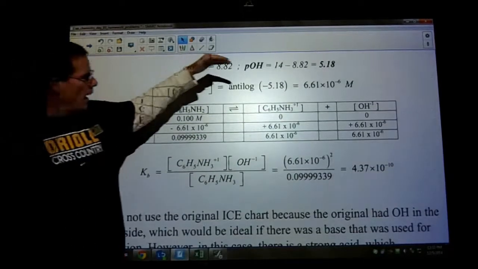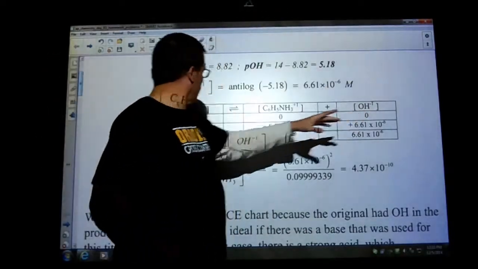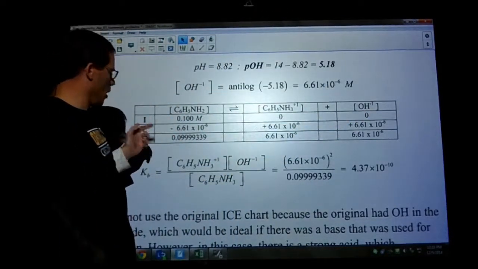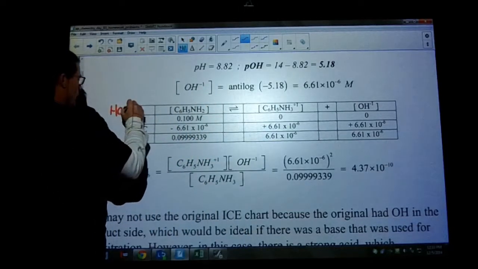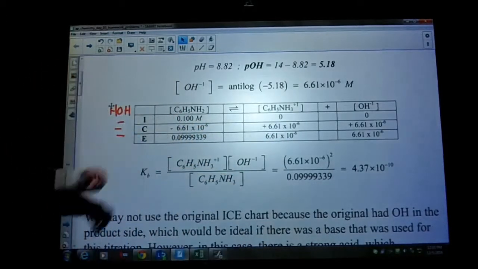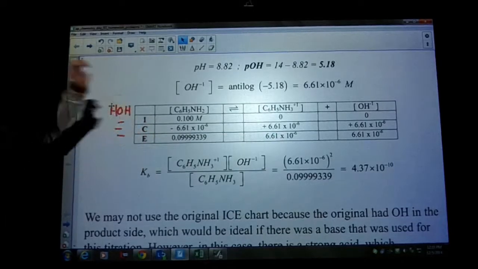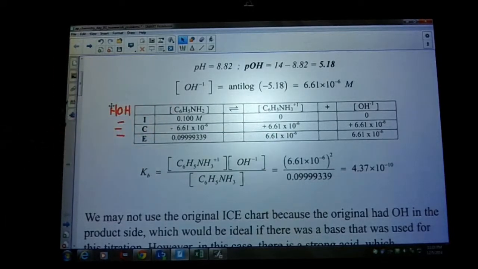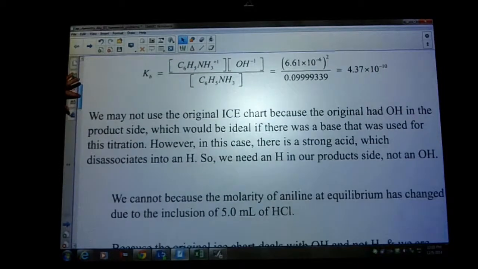And so we have the conjugate of our weak base, which acts like an acid, and the other product, which for some reason I didn't show, water. That's bad. Water should be in that, especially if we're making hydroxide. So when we look at this, we cannot use this same ICE chart when we add HCl, because here's one of the explanations.